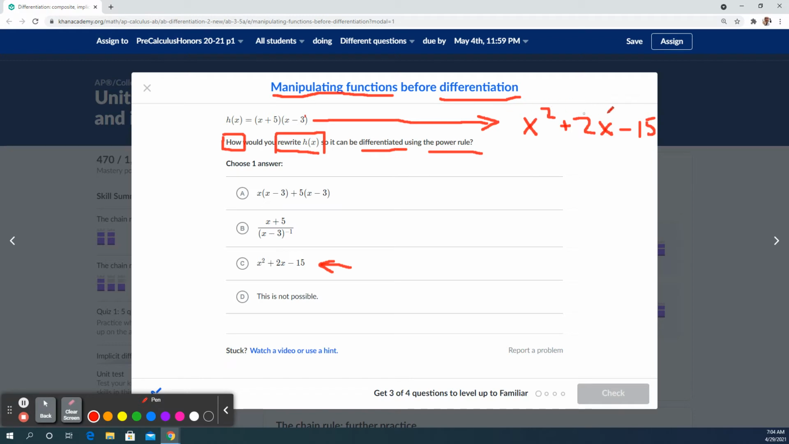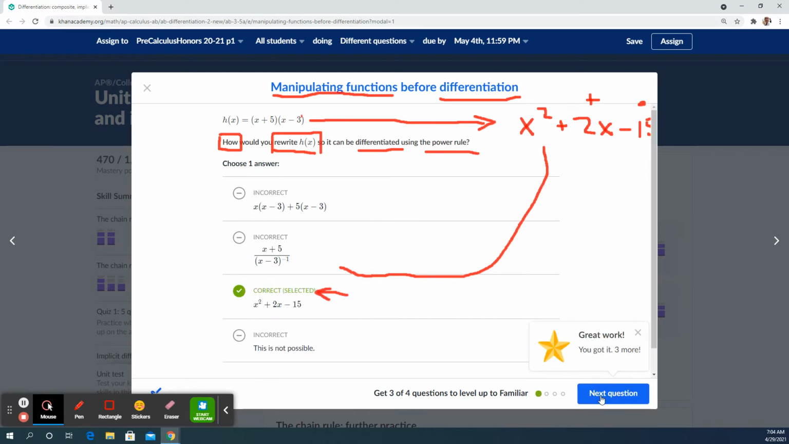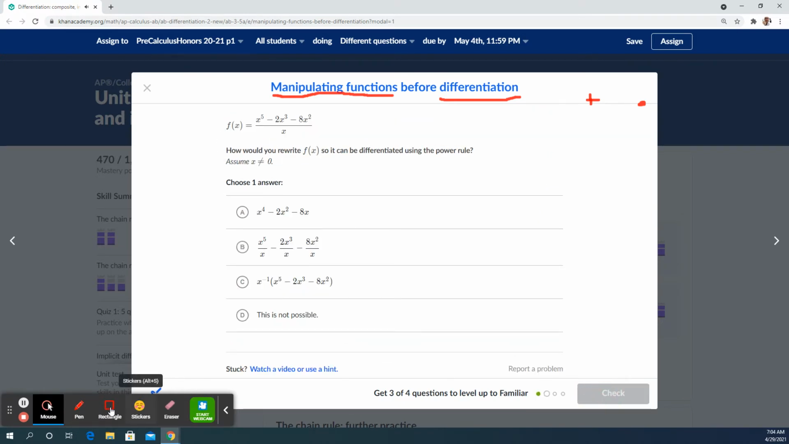And usually we go the other way. This is what numbers multiply to be negative 15, add to be 2, and negative 3 times 5 is negative 15. Negative 3 plus 5 is 2. So it's nice just to check your work and make sure your math is tight and up to speed. Is that what we have? And yes, it is. Next question.